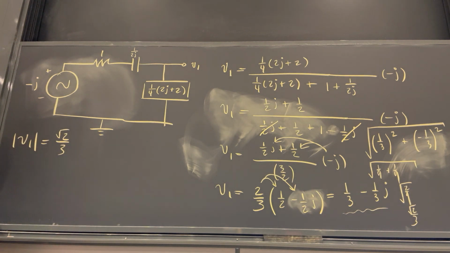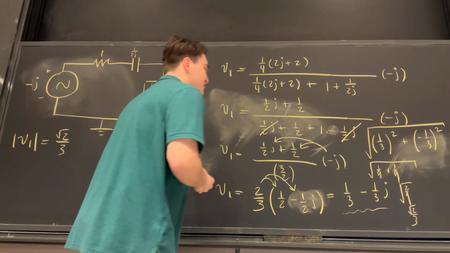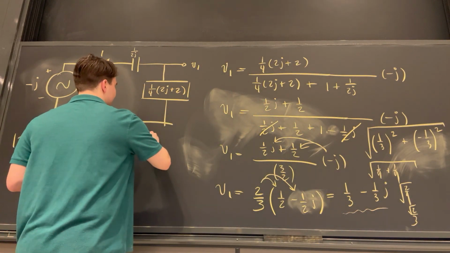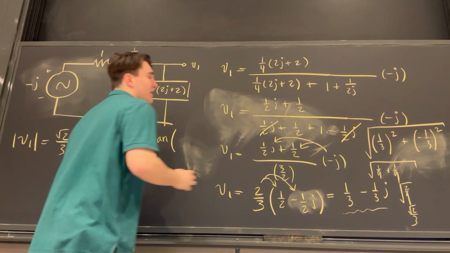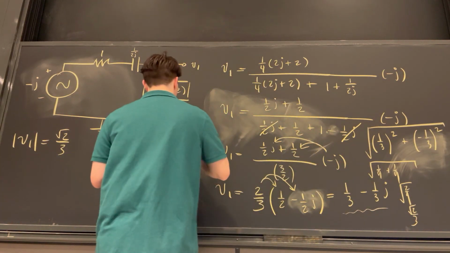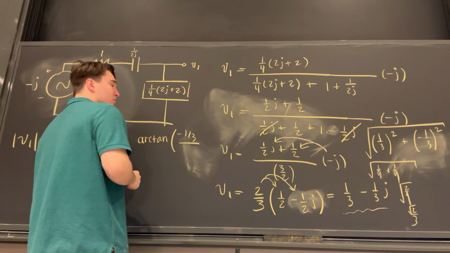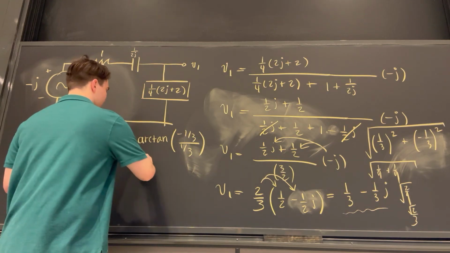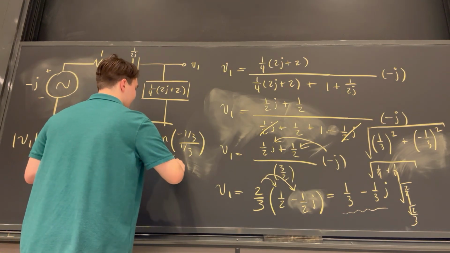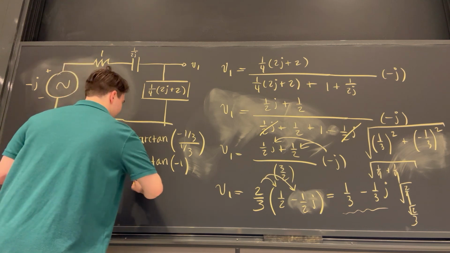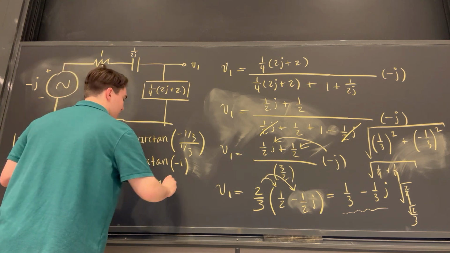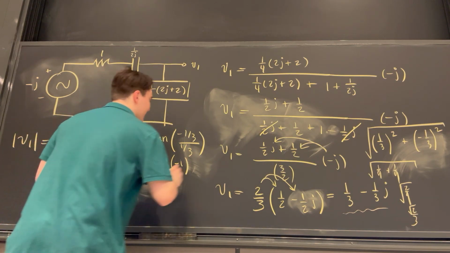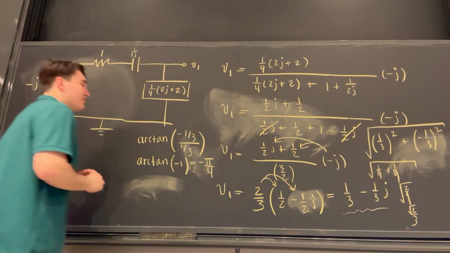And then let's also think about how we find the phase of V1. We're going to take the imaginary component. Remember that we have to take the arctangent of the imaginary component, which is -1/3, divided by the real component, which is +1/3, which gives me arctangent of -1. I actually don't need to write this again. I know that this is going to give me -π/4.